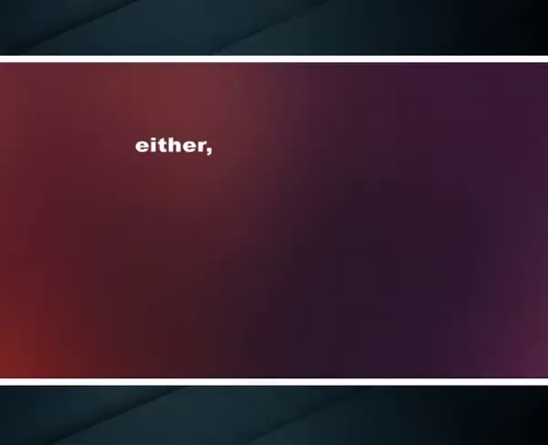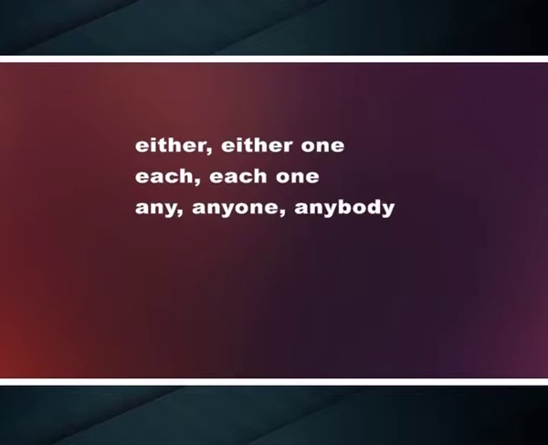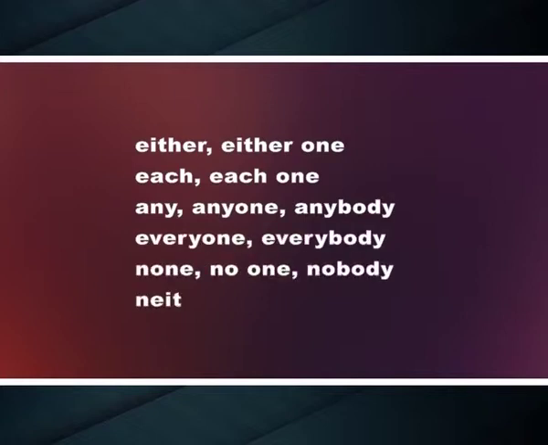Agreement with indefinite pronouns. It's clear that one is singular and takes a singular verb. One is, never one are. However, there's a small group of indefinite pronouns that have one in them or imply the word one that gives us all verb trouble: either, either one, each, each one, any, anyone, anybody, everyone, everybody, none, no one, nobody, neither, neither one.